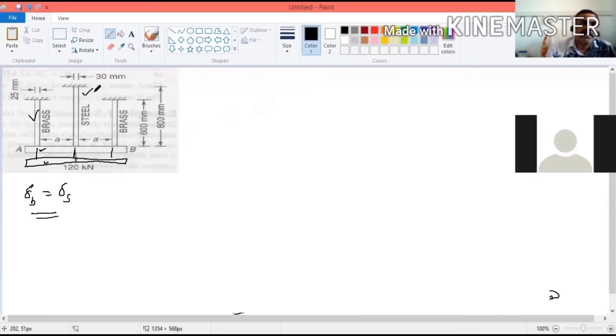Here there is a steel rod. Here there is a brass rod. There are two brass rods. Since the two brass rods are identical, we can say the load shared by each brass rod is PB. This also PB. This is PS.